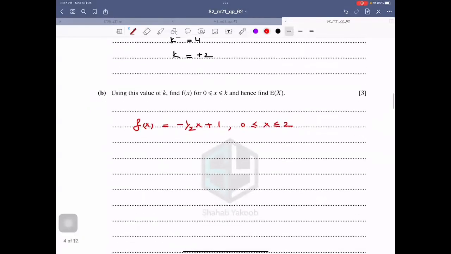Find the expectation of x. That is also straightforward. Expectation of x is x multiplied by f(x) integrated between the limits a and b.